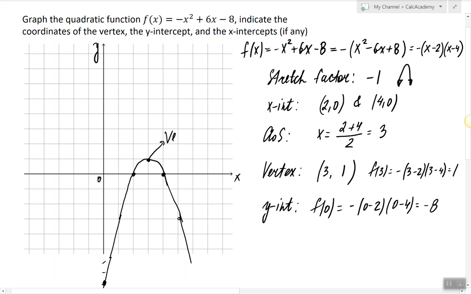So this is my vertex. These are my x-intercepts. This is the axis of symmetry. And this is my y-intercept. So this is how you analyze a quadratic function given in factored form.